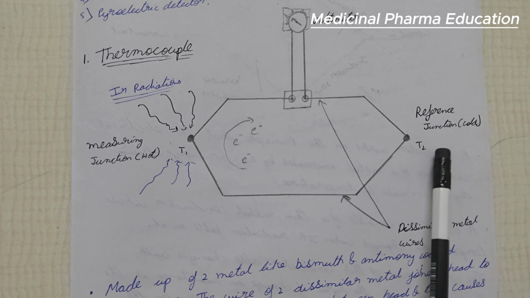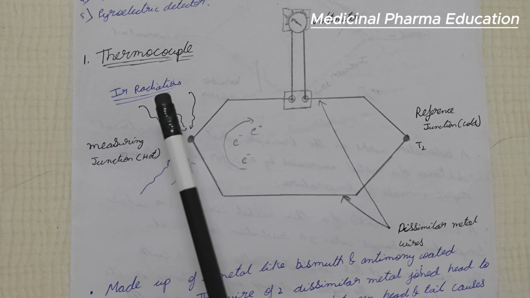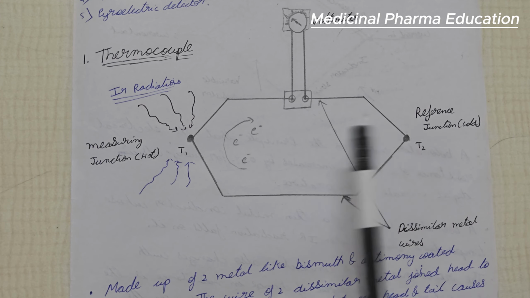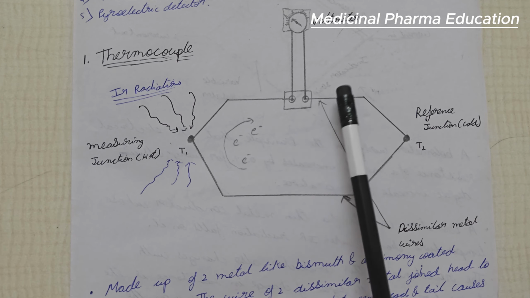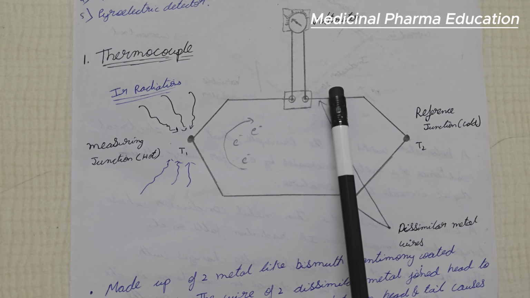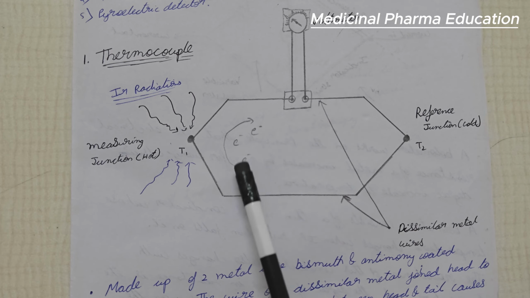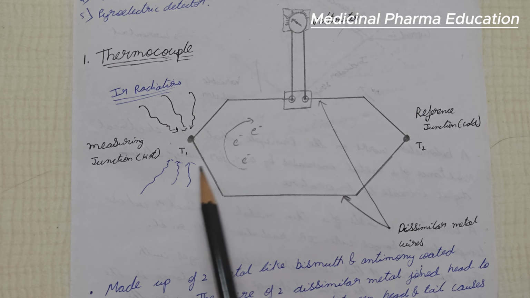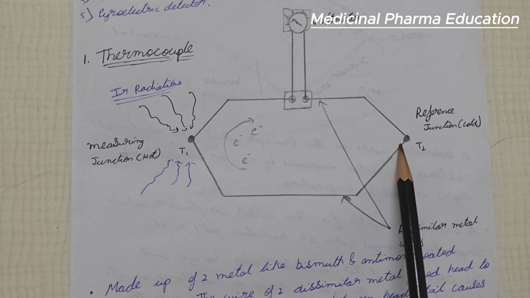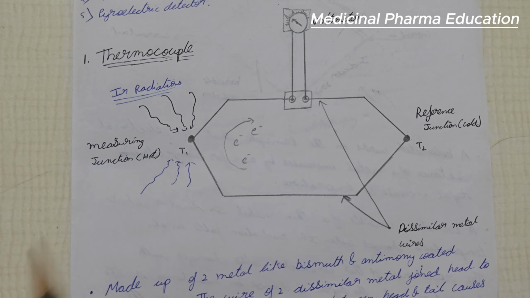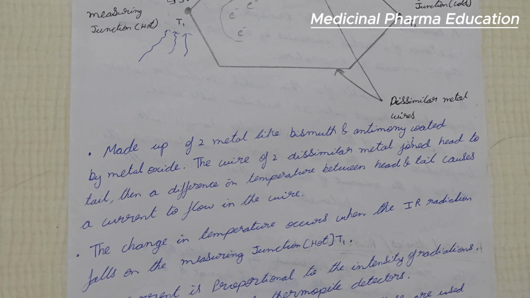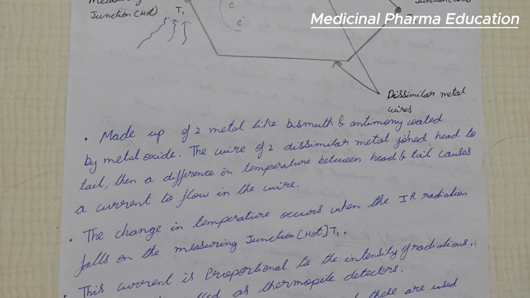See, it contains T1 and T2. These are the measured junction, where the IR radiation falls, and the reference junction. They are connected by dissimilar metal wires made up of bismuth or antimony. These 2 wires are connected head to tail, and connected to a voltmeter where the change in the potential difference is measured. Next we'll go with the explanation. This is the construction, you can just directly write.